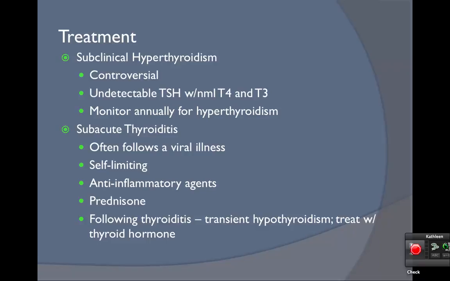Subacute thyroiditis often follows a viral illness. It's self-limiting. Anti-inflammatory agents are used to treat subacute thyroiditis, such as prednisone. Following thyroiditis, you also can get a transient hypothyroidism, and you want to treat this with thyroid hormone.